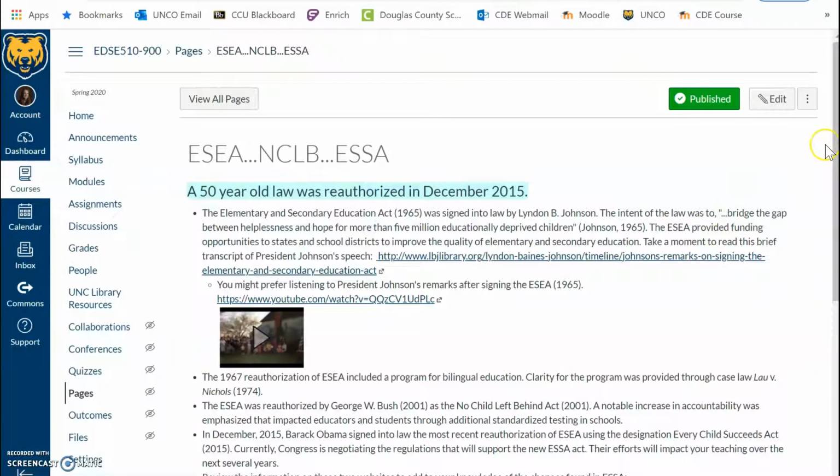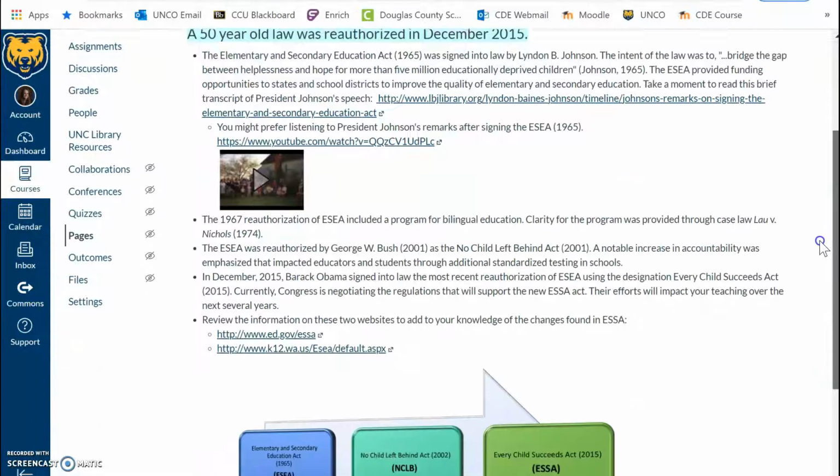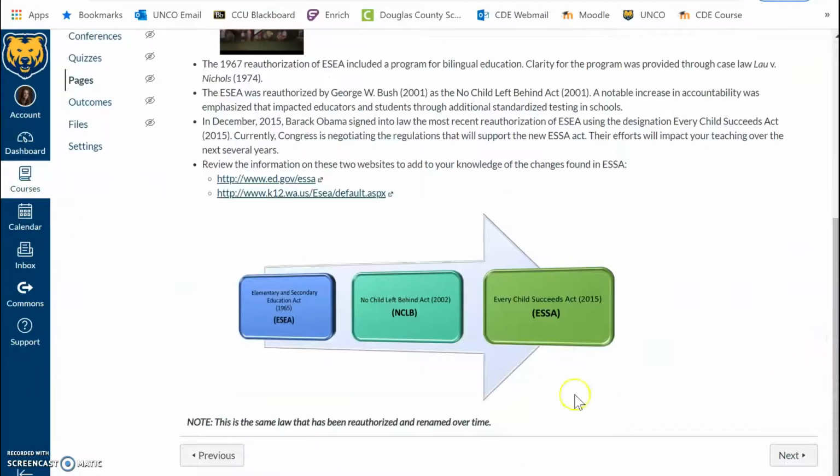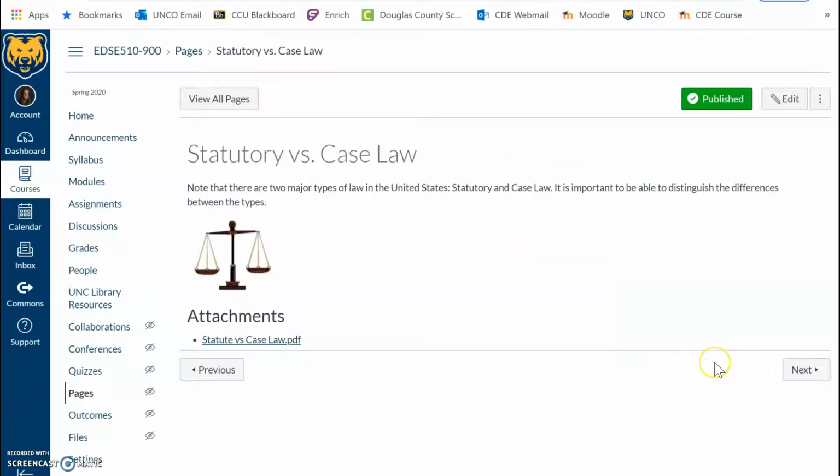You can see some historical information, the different acts, and this will be helpful to you as you are working on the EDSE assignment in this unit. So please do review that.